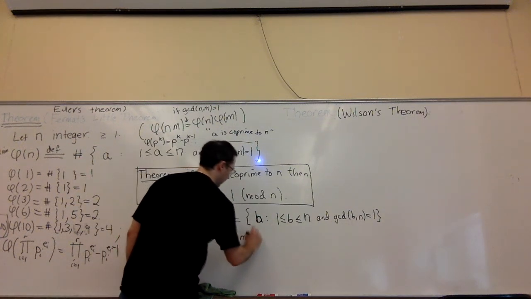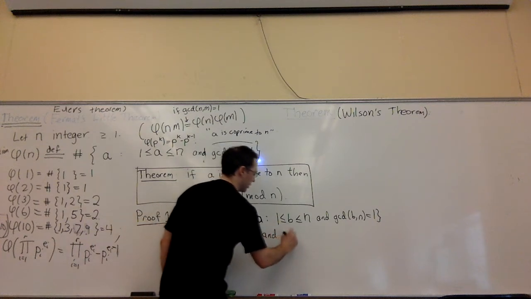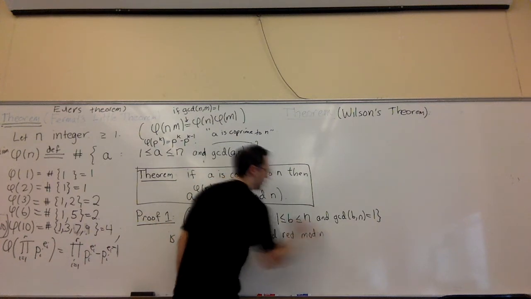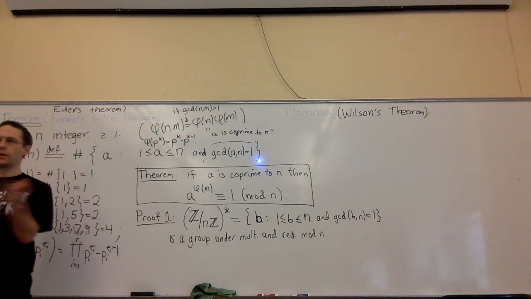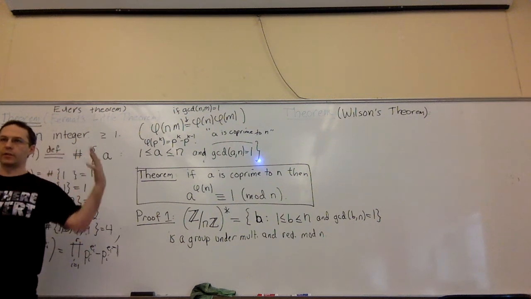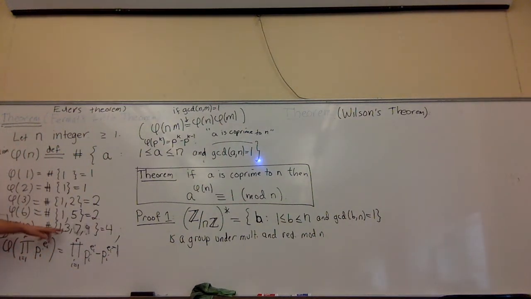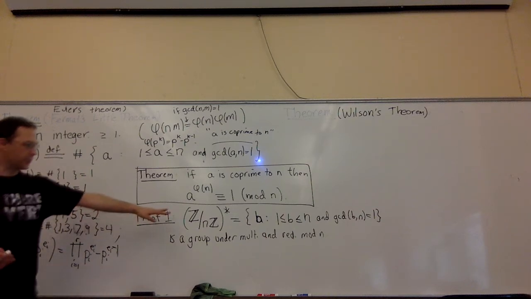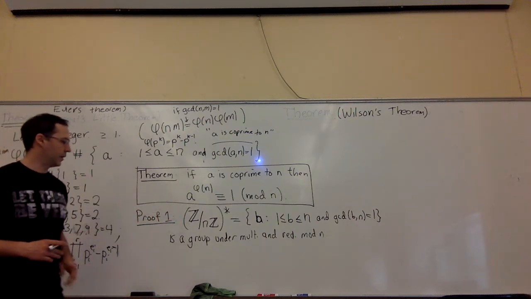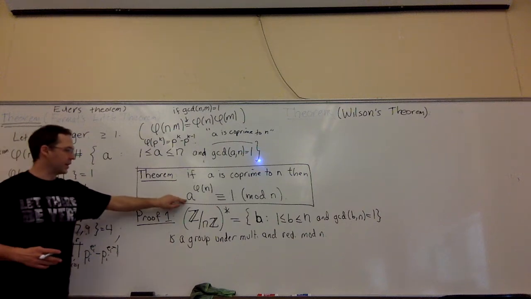Under multiplication and reduction mod n. What I mean by that is you take 2 numbers, you multiply them in the usual way, you take the remainder upon division by n, and that's the result. For example, if you multiply 3 times 7, you get 21, the remainder upon division by 10 is 1, so 3 times 7 is equal to 1 in the group Z mod 10 Z star. That's the multiplicative group of integers modulo n. And a, you can view it as an element of that group.